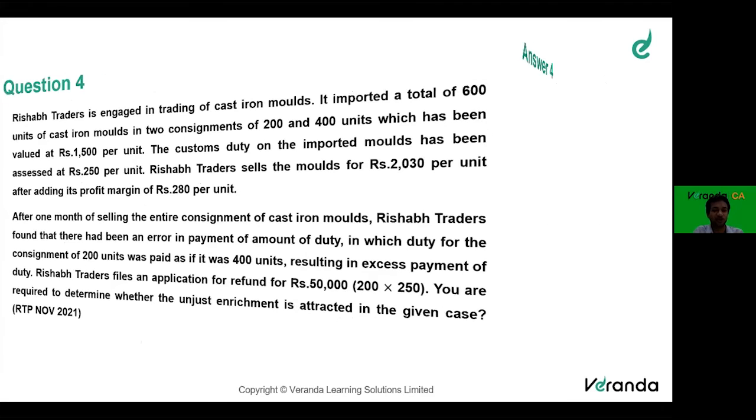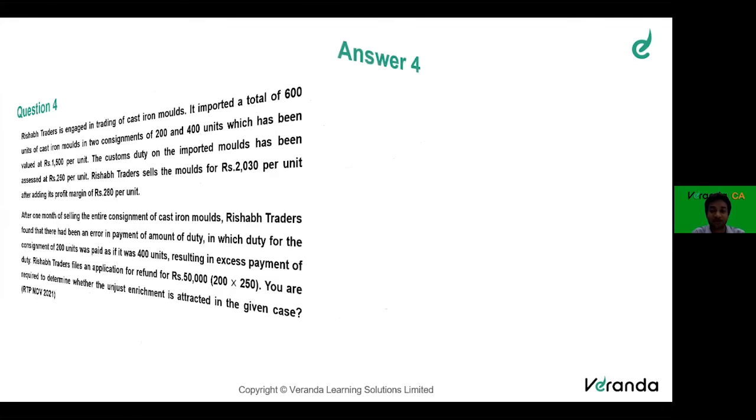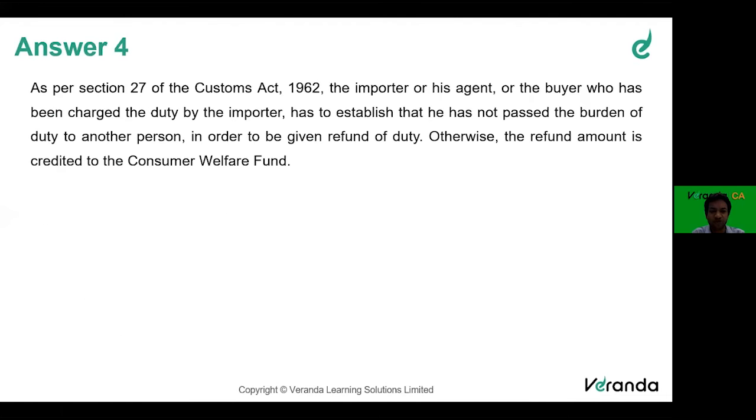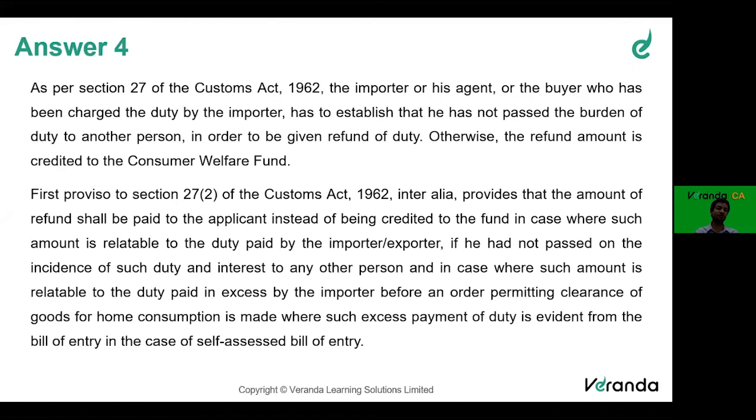So as per section 27 of the Customs Act, the importer, or the agent of the buyer who has been charged duty by the importer, has to establish that he has not passed the burden of duty to another person in order to be given refund. As we discussed, he should prove that he has not passed that burden of the costing to the customer. If he is able to prove, then yes, he can claim refund, because when he claims refund, he will have to substantiate this fact to the customs officer also. Otherwise, the refund amount is credited to the consumer welfare fund. It is not given to him.